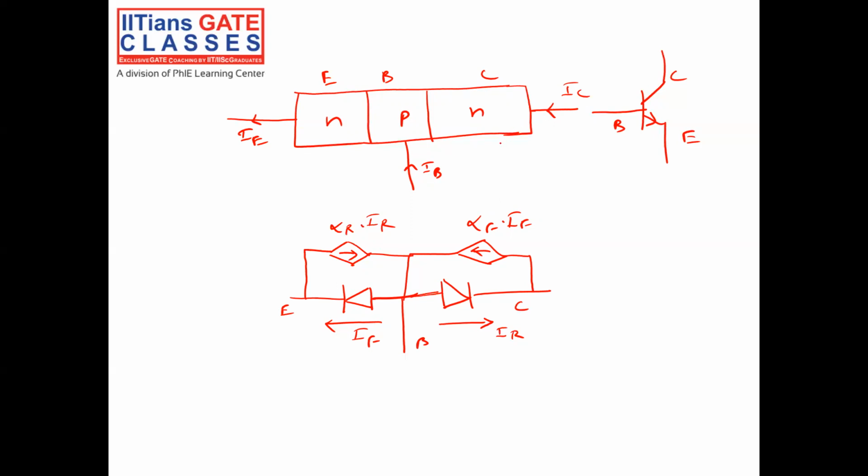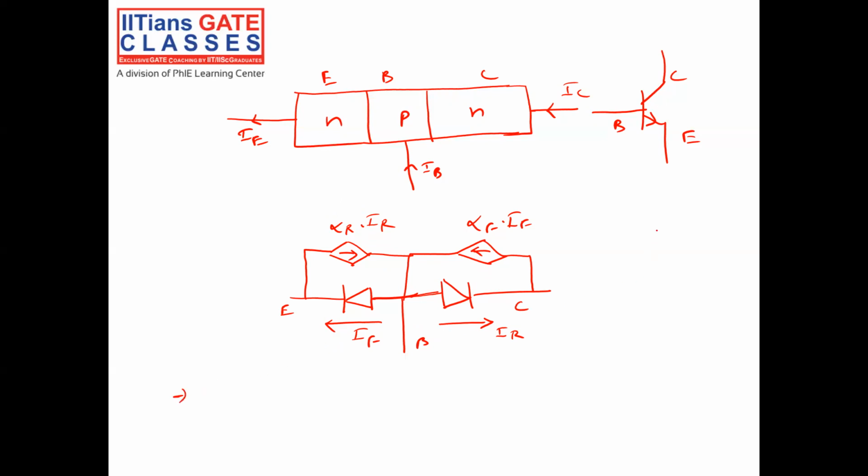to the first order. Similarly, alpha R into IR depends upon the base to collector junction current IR. In other words, it depends upon my base to collector junction voltage, to the first order. So this is my reverse mode model, and this model is applicable to all the modes of operation. How is it applicable? Let us discuss.